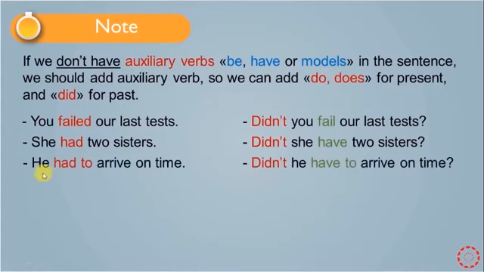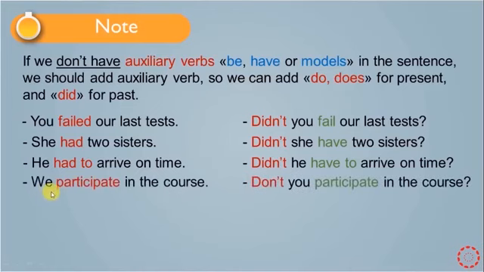The third one, he had to arrive on time. Also here we don't have an auxiliary verb. That's why we add didn't here, because the sentence is past tense, had to. Didn't he have to arrive on time?